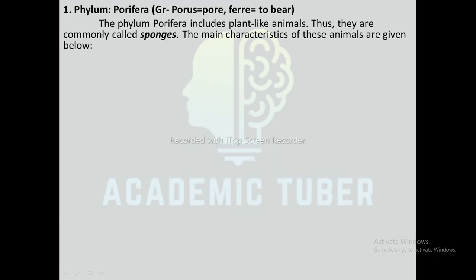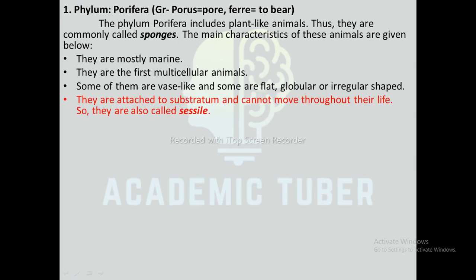First one is Phylum Porifera. The Phylum Porifera includes the plant-like animals, thus they are commonly known as sponges. Characteristics of Porifera are they are mostly marine and they are the first multicellular animals. Some of them are vase-like and some are flat, globular, and irregular in shape. They are attached to a substratum and cannot move throughout their life, so they are also called sessile.